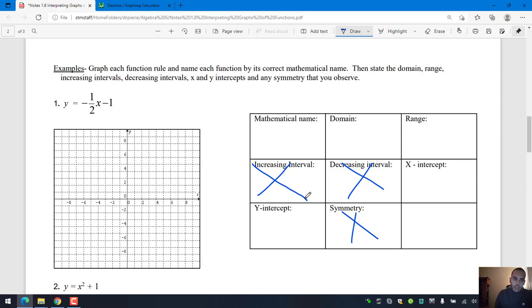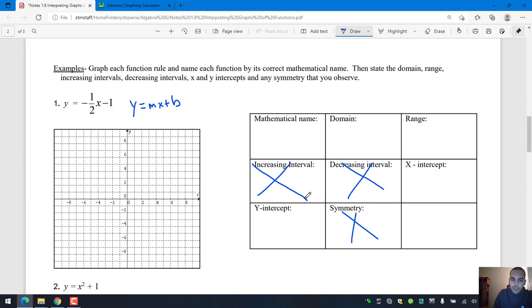We'll start with an equation in the format of something we have seen before. Number one, it says graph y is equal to negative 1/2 x minus 1. This equation follows the format y equals mx plus b. m is equal to negative 1/2 and b is equal to negative 1.